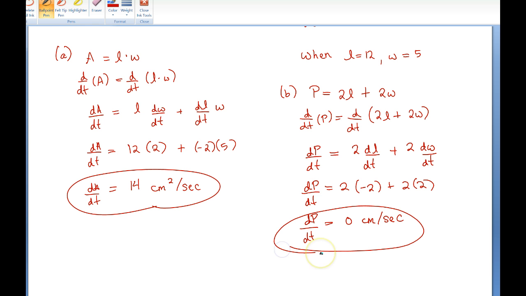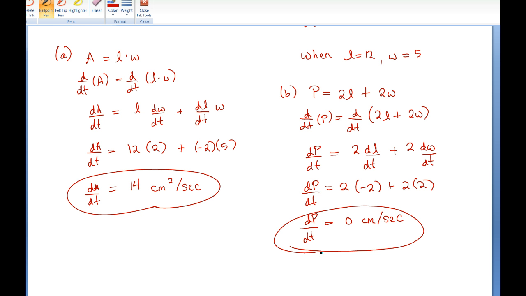Does that answer make sense? Yeah, because if we're talking about a linear measurement, as the length is getting smaller, the width is getting bigger at the same rate. And notice we didn't even have to plug in L and W. So zero indicates that it's the same rate. They're canceling each other out. But if the length and width were changing at different rates, like negative 2 and 3, there'd be an answer.